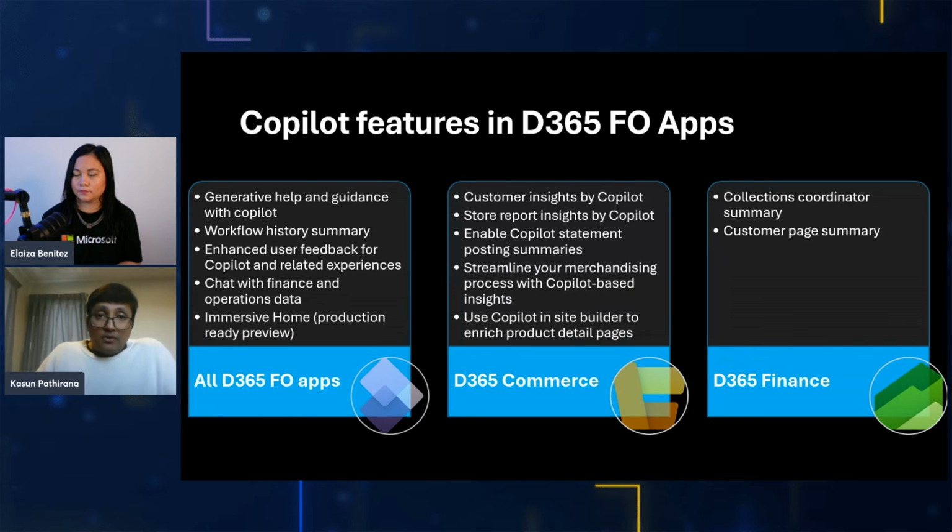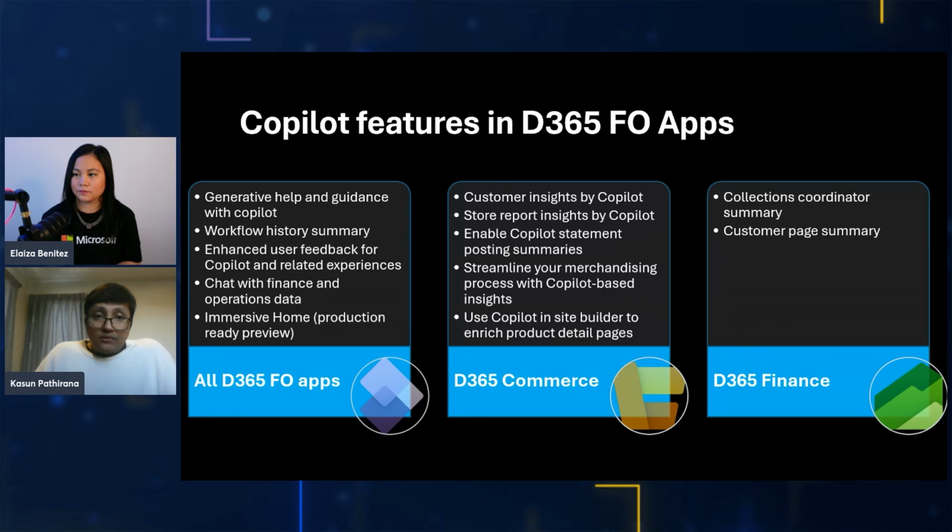And next up, you have Enable Copilot Statement Posting Summary. So this gives you a posting summary in the store financial workspace and statement page. Pretty much you have AI summaries. And streamlining your merchandising process with Copilot based insights. So this actually lets you proactively get a comprehensive summary of insights for the merchandising configurations of your retail channels. And this summary of insights simplifies your merchandising workflows.